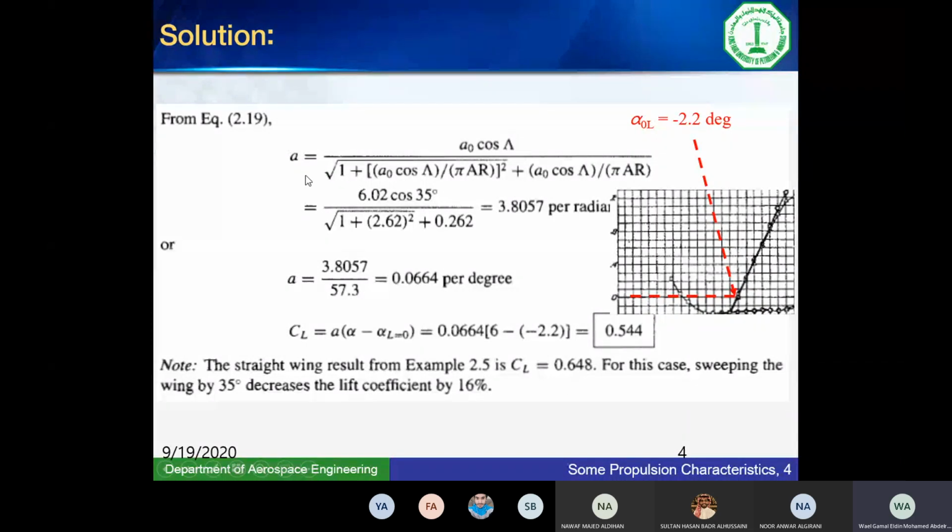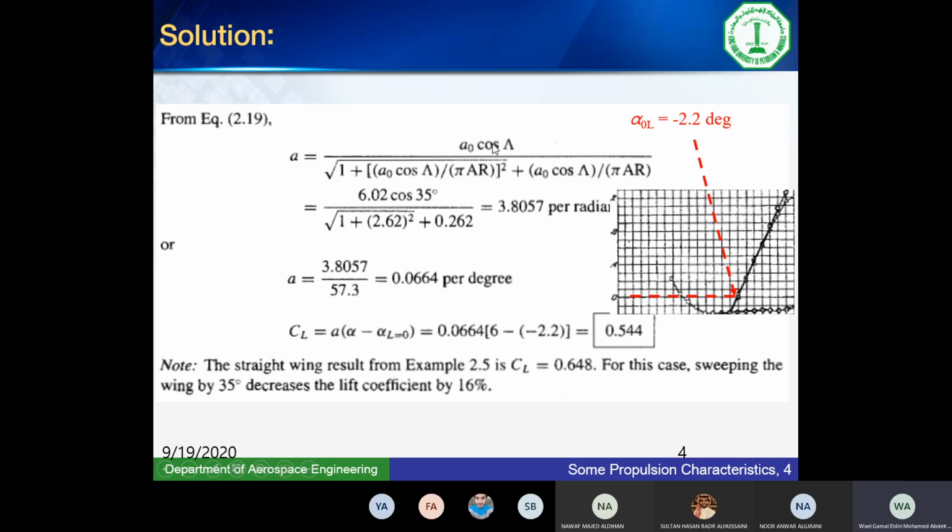It says the slope of the lift curve equals the slope of the 2D section, the airfoil, times cosine of the sweep angle, over some expression. And you see here the term a naught cosine lambda over pi times aspect ratio is repeated here and here. Here it's squared, here it's not squared. So it would be wise for you to calculate that term on the side on a piece of paper and then use it rather than calculate it twice.